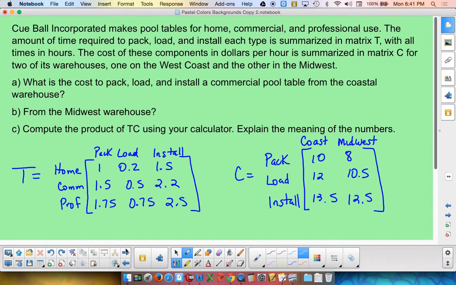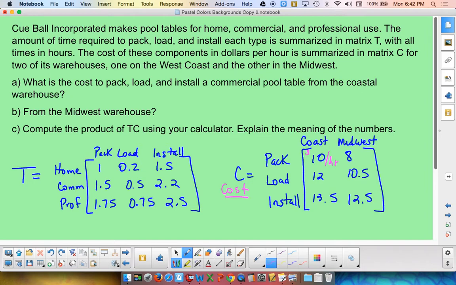In this case, the company has 2 warehouses. They have one on the West Coast and they have one on the Midwest. And these are telling you the costs. Need to emphasize that. This is the cost of what you're paying per hour for people to do this. So this is the cost per hour. So this is $10 per hour. You have to pay the packing people $12 per hour and $13.50 per hour.